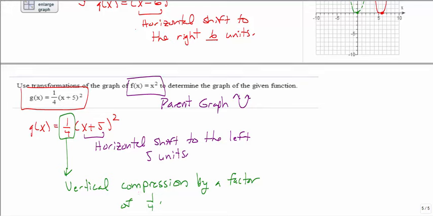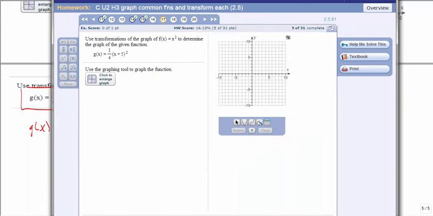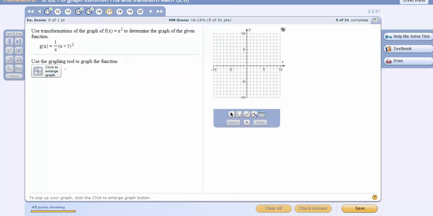Now some of these are a little bit hard to graph because of that compression by a factor of 1/4. Some of those points are a little bit hard to get. So let's go ahead and pull into my math lab here and see what we can get this to look like. First of all, you draw your parabola tool, and here we are starting at the origin. I want to go 5 units to the left. 1, 2, 3, 4, 5.